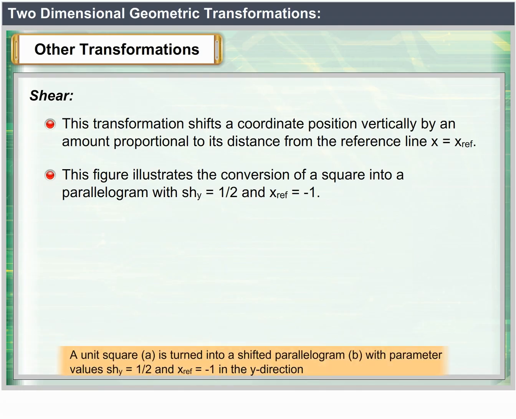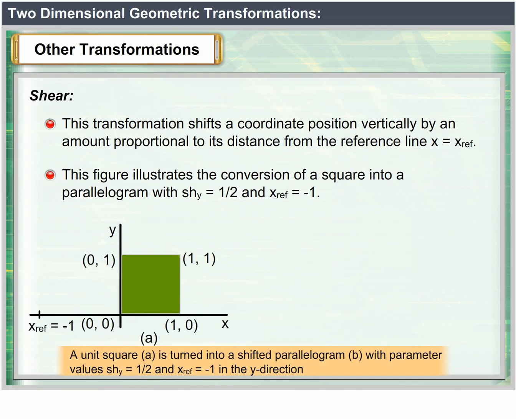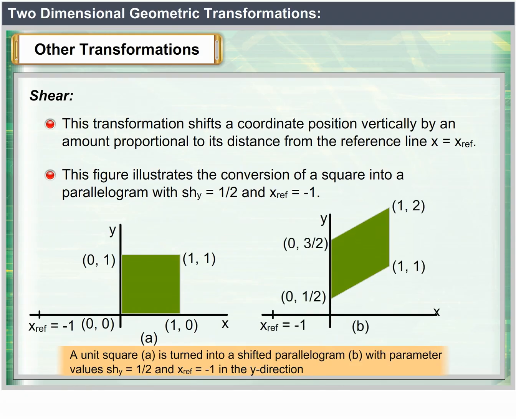This figure shows a unit square A turning into a shifted parallelogram B with parameter values shy equals 1/2 and xref equals minus 1 in the y direction.